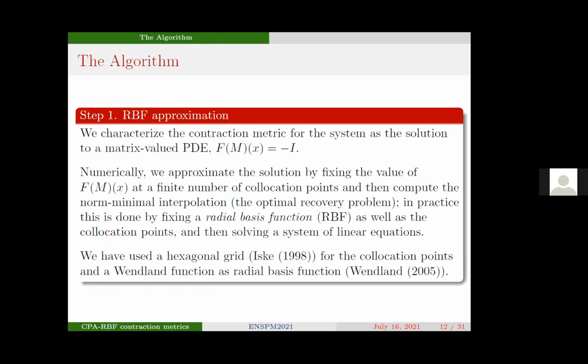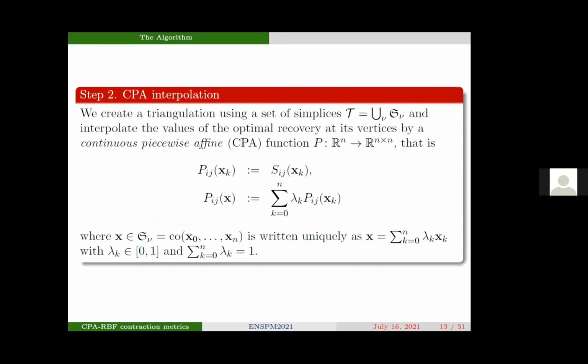Now, our algorithm has two main steps. The first one is solving this PDE numerically by using a set of collocation points, and then computing the norm-minimal interpolation using radial basis functions. We use Wendland functions. And the second step is creating a triangulation using a set of simplices and interpolating the values of the optimal recovery at these vertices by a continuous piecewise affine function. We call it a CPA function.